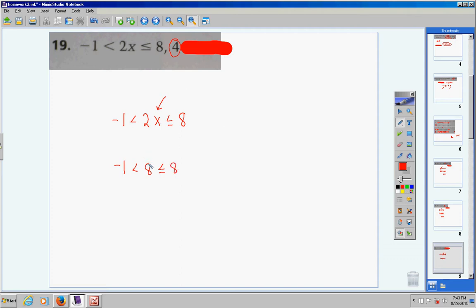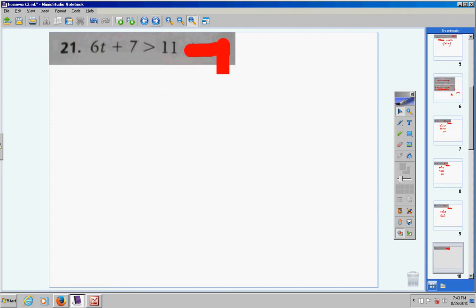Start here. Is 8 greater than -1? Check. Yes. Is 8 less than or equal to 8? Yes. This number has to satisfy both of these sides, not just one, okay? For example, I could put 10 in here. 10 is definitely greater than -1, but 10 is not less than 8, so 10 would not work. When it's a conjunction, this number has to satisfy both. So the answer would be, yes, 4 is a solution, okay?